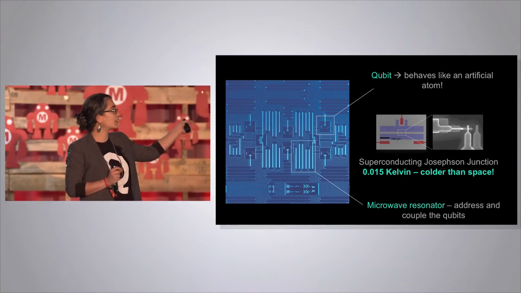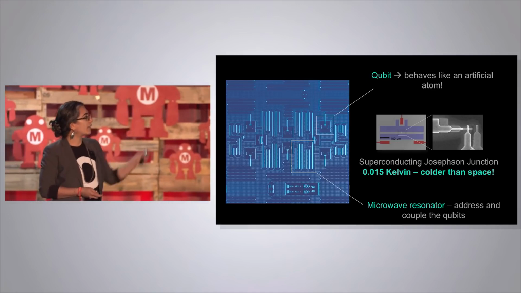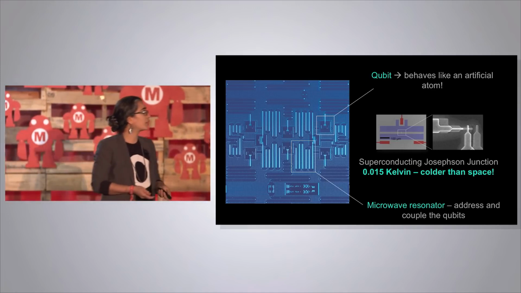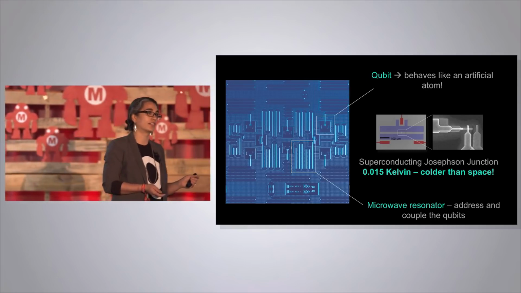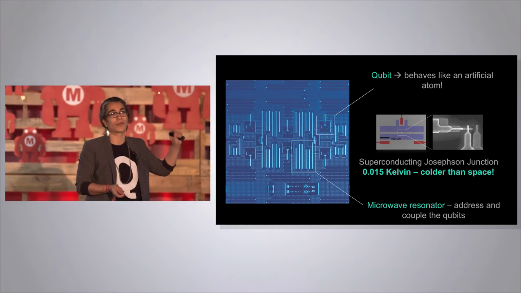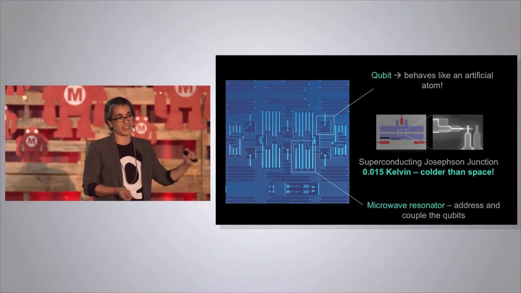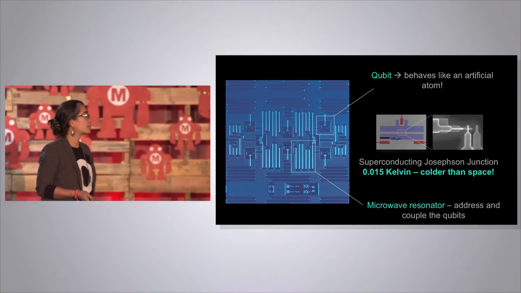Okay, so this is what it actually looks like on the chip. You have these squares that are your qubits, and these squiggly lines are your microwave resonators. And inside of the qubit is a superconducting Josephson junction. And we got to cool this thing down to 0.015 Kelvin, where 0 is absolute 0, right? Room temperature is 300. This is significantly colder than outer space.